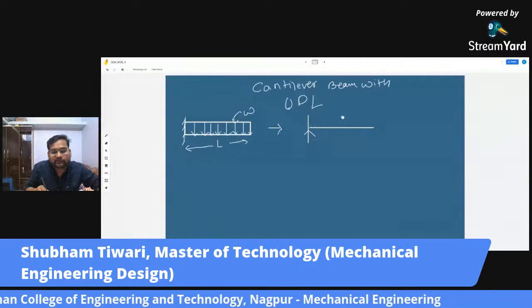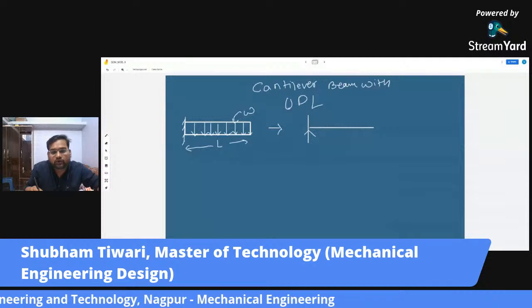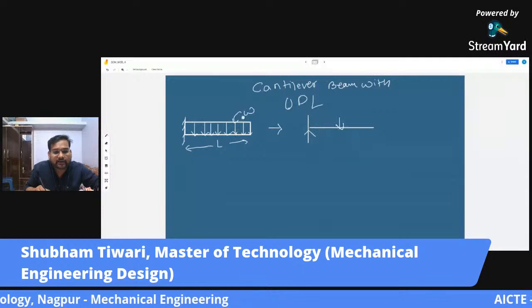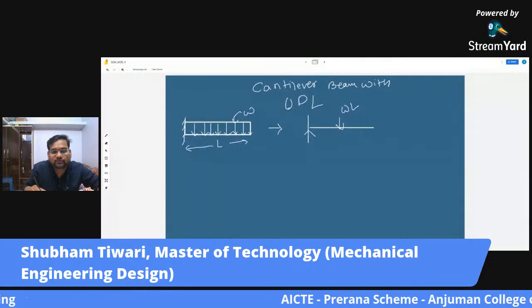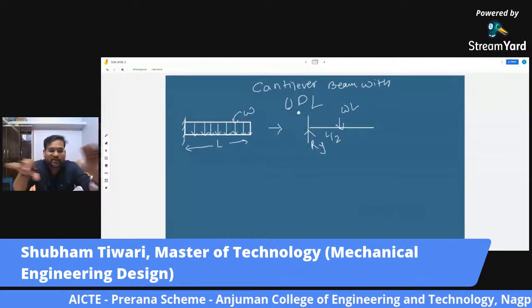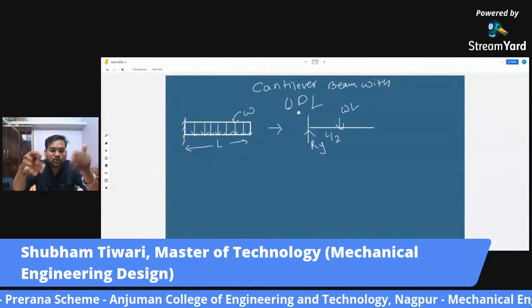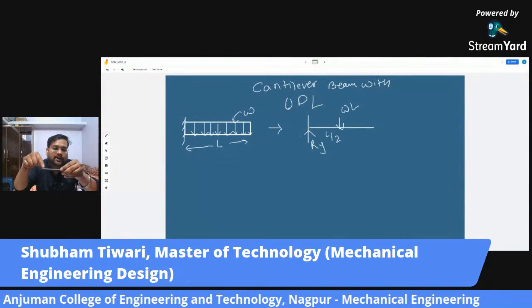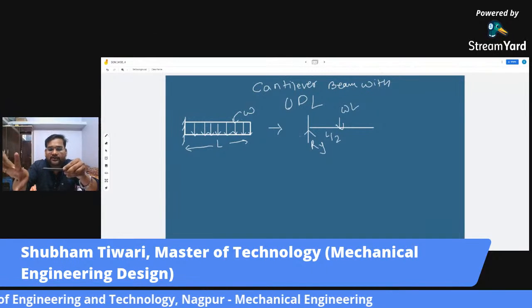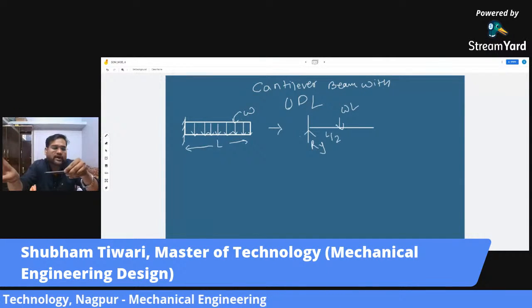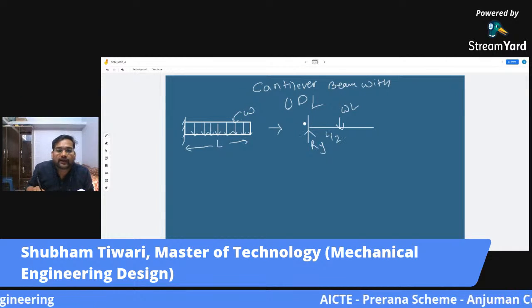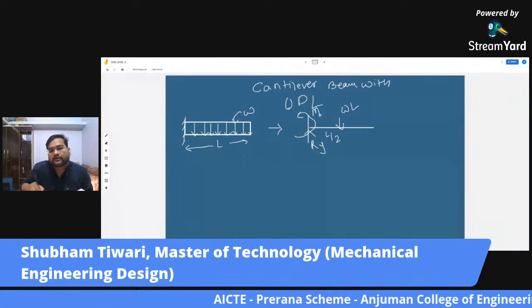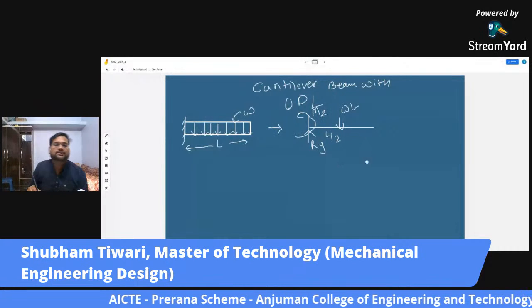So what will be its equivalent point load? Its equivalent point load will be the area of this diagram, W into L. It will act at the center, so this is L by 2. So this is your Ry, and we are not going to be bothered about the horizontal reaction, because only the loads which are perpendicular to this beam are going to hurt us. The axial loads are not going to bother us. And the other thing is Mz. So this is Mz.